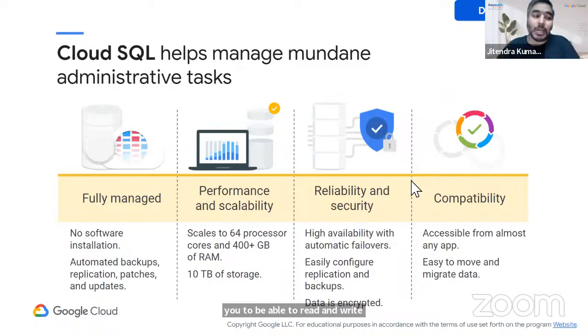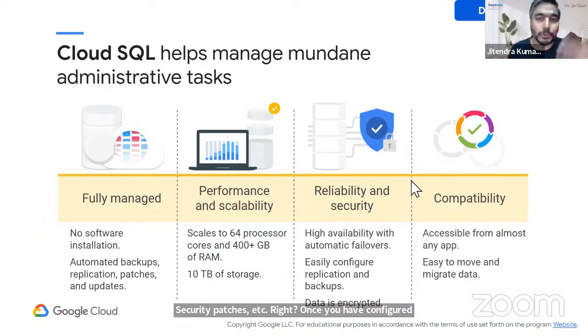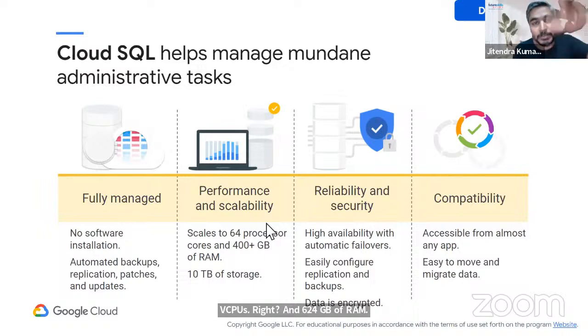Now coming to Cloud SQL, it is fully managed. What it means is you don't have to do any patch management there. You don't have to apply security patches, etc. Once you have configured backups, it continues to take backups. You don't have to worry about that. Now the limitation is it's a vertically scalable architecture. What it means is your primary instance is limited to 96 vCPUs and 624 GB of RAM.